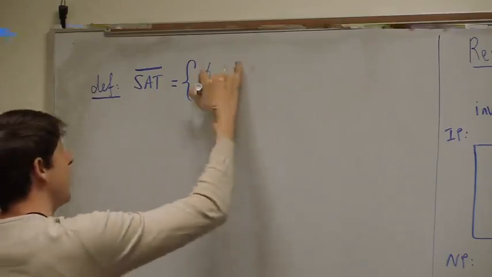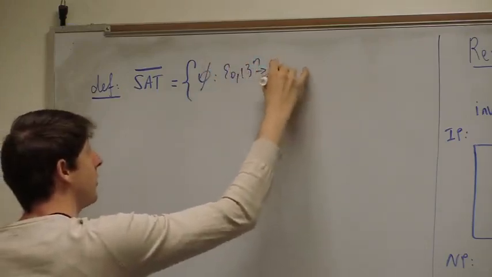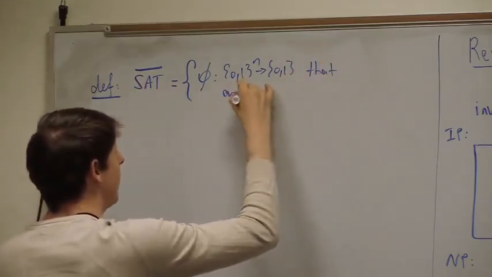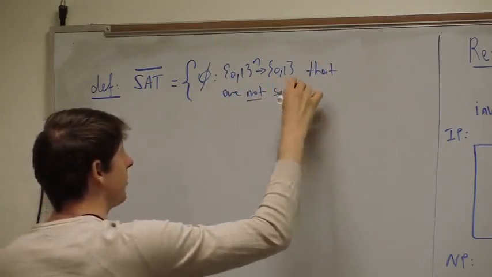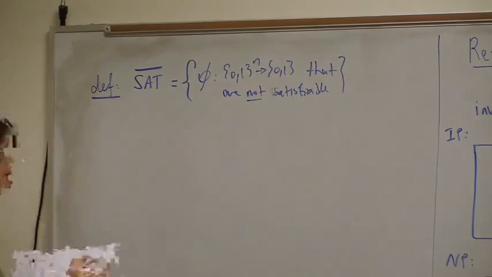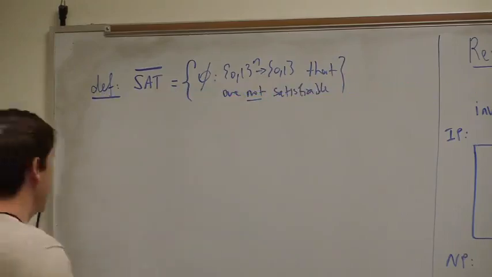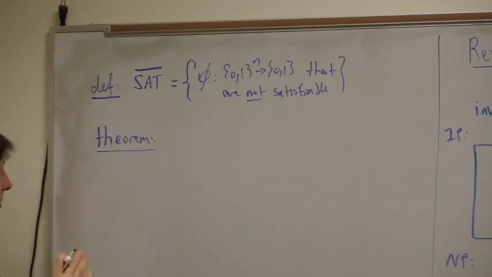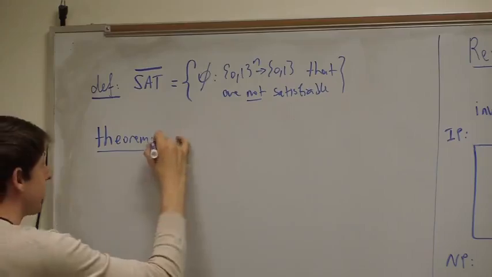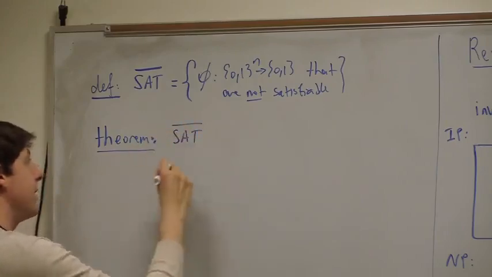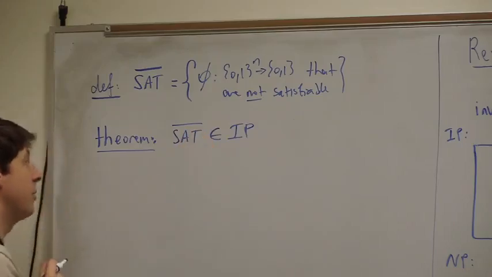These are all formulas from n bits to 1 bit, for some n, that are not satisfiable. Namely, no matter what you plug into the formula, it always outputs 0. It's never satisfied. Now, here is a theorem that I'm going to state and talk about only at a very high level: UNSAT has an interactive proof. There is a way to check that the formula is not satisfiable.